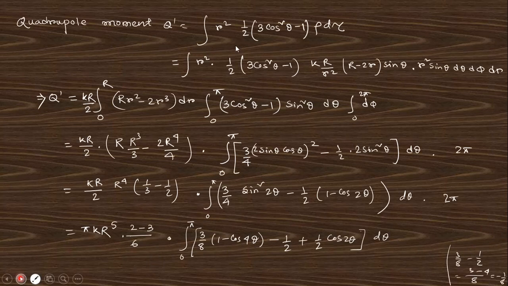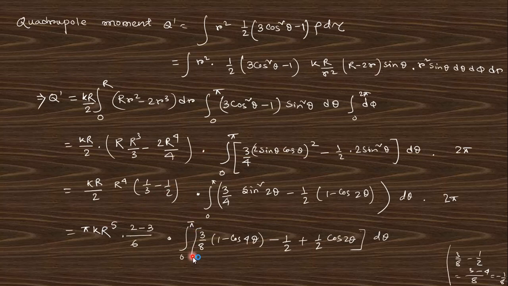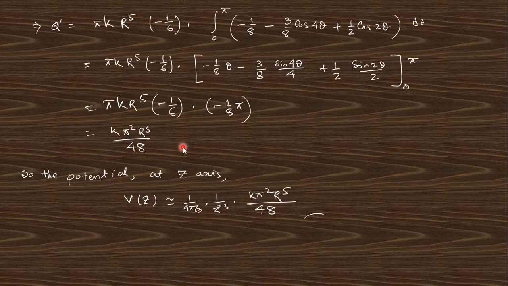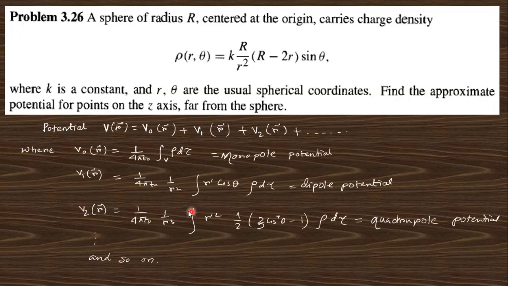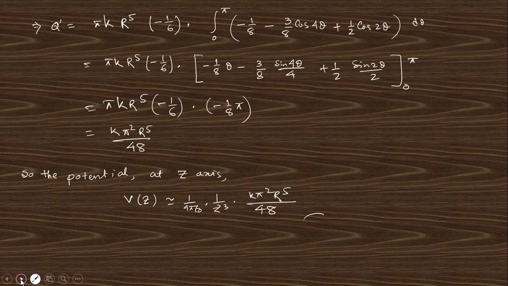In the case of the quadrupole moment, put in this value of rho and integrate carefully, and finally you will get this equation. I think you can do this integration. If there is any problem, you can follow this calculation, and finally you get this value. The potential becomes this term only, since the previous two terms are 0. We can put in the integrated value and you get this potential. Clear? If any doubt, you must comment in the comment box.